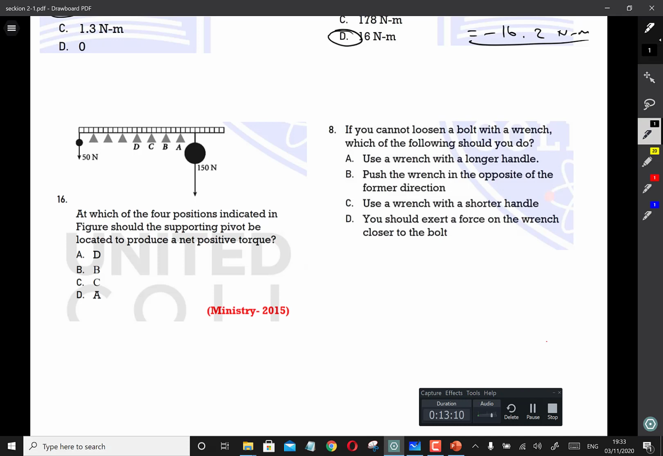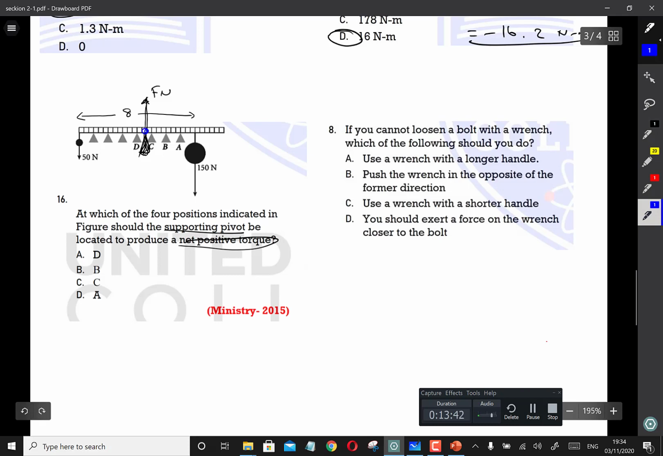So there are 8 divisions here, from one force to another force. First you will find the no rotation point, so you should look for the fulcrum somewhere here. The question says: at which of the 4 positions indicated in the figure should the supporting pivot be located to produce net positive torque? Now I will first find the no rotation point. We will choose this point as the axis of rotation, because it's the location of the unknown force. On one side the distance is x, on the other side it will be 8 divisions minus x.